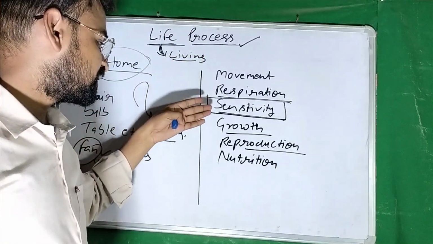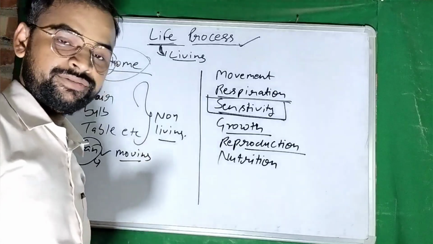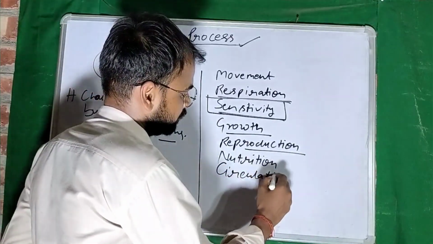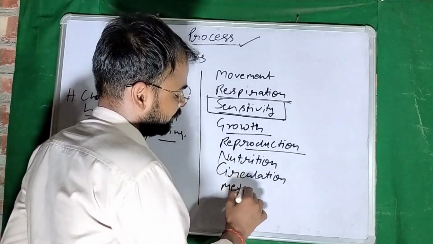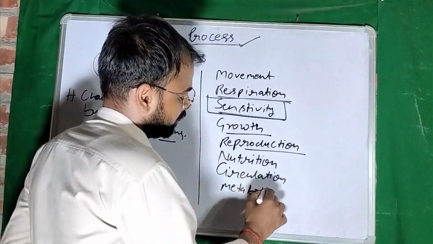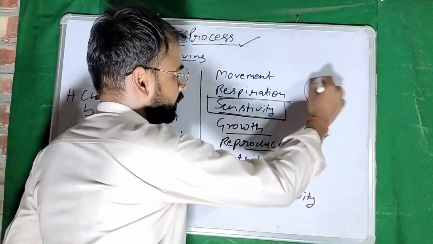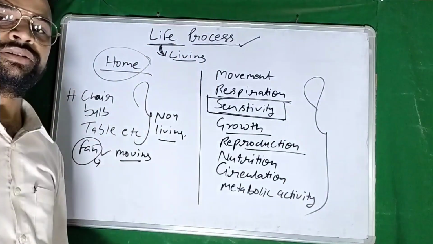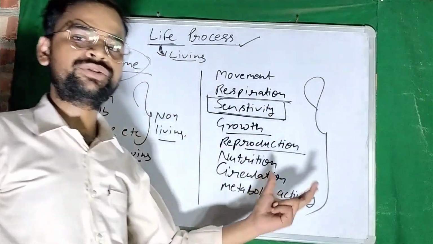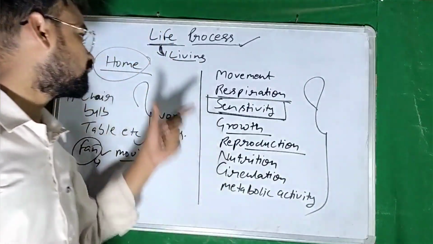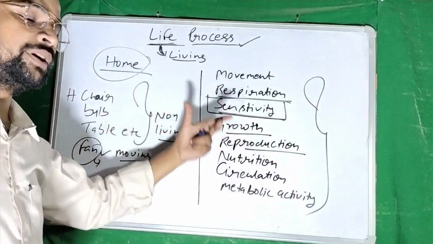Movement, respiration, sensitivity, growth, reproduction, nutrition, then circulation, metabolic activity. These are the criteria, the features, by which you can say something is living or non-living. So now we can start the topic, life process.